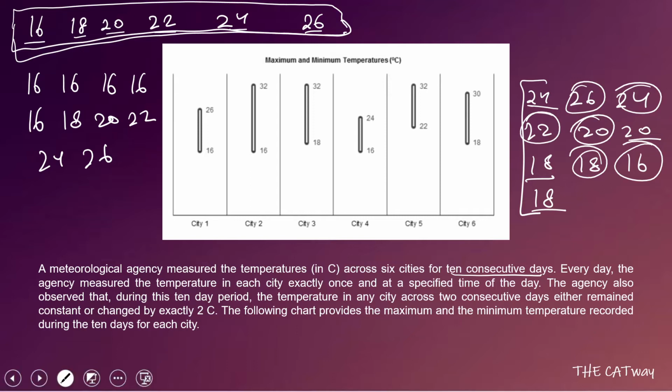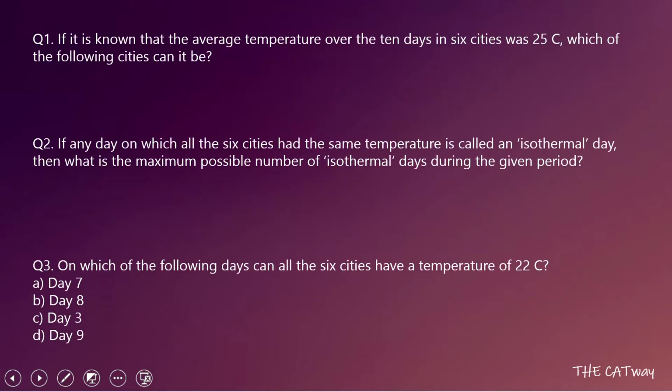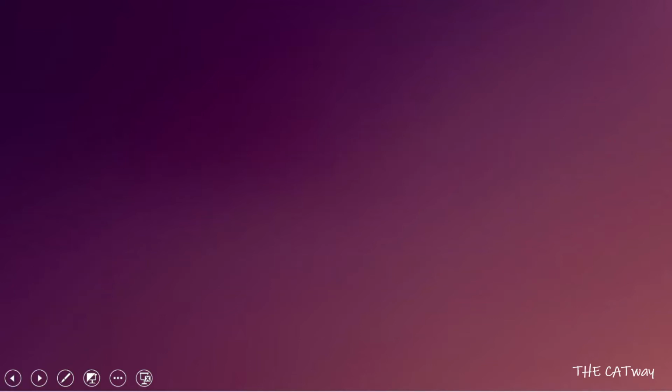So now let us move towards the questions. The first question is: if it is known that the average temperature over the 10 days in 6 cities was 25 degrees, which of the following cities can it be? So we have to find out for which city the average temperature over the 10 days can be 25 degrees. So this is what we have to find.